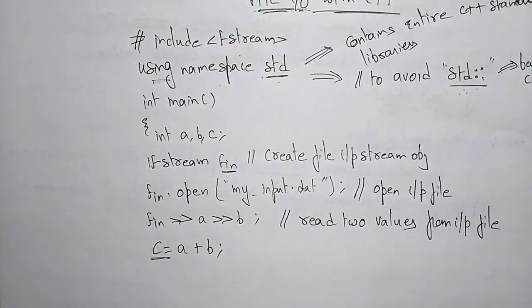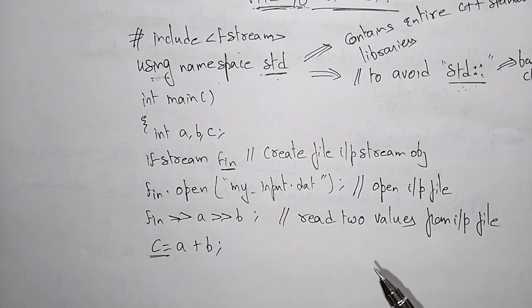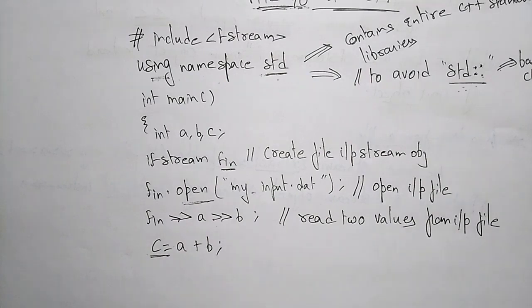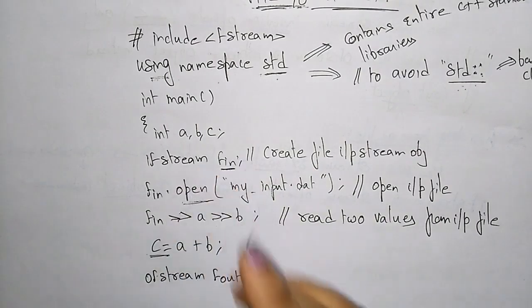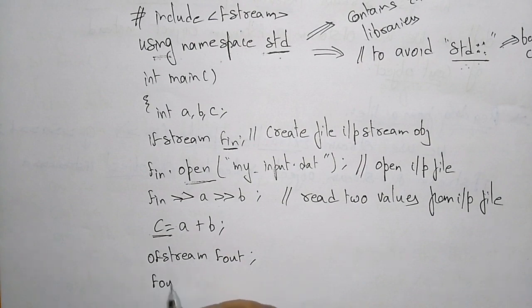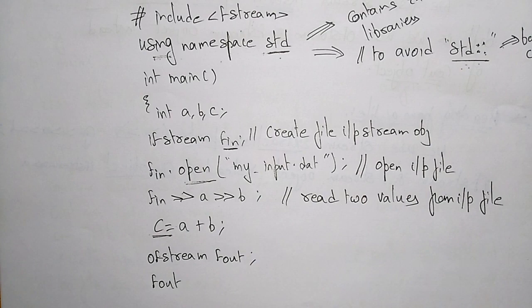Now we have to write the result to a file. Before writing, what do we have to do? We have to open the file. For reading you have to open a file, and again for writing you also have to open a file. So I'm creating an object of ofstream, that is fout. For ifstream, fin is the object, and for ofstream I'm creating fout as the object. Now I will open the file where the data is to be stored. The result is stored in some file, and to that file I have to write the data.